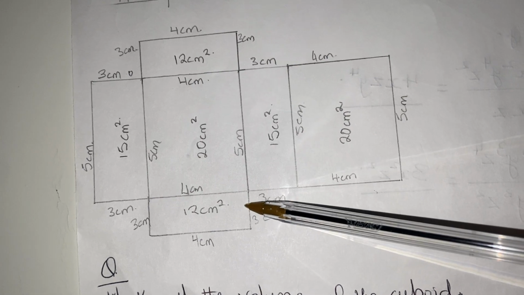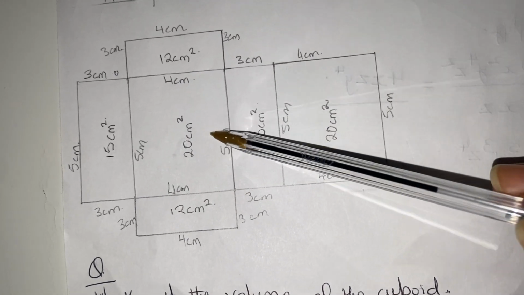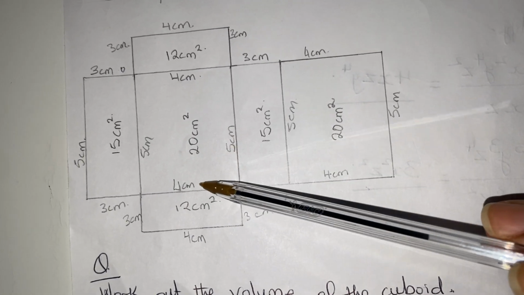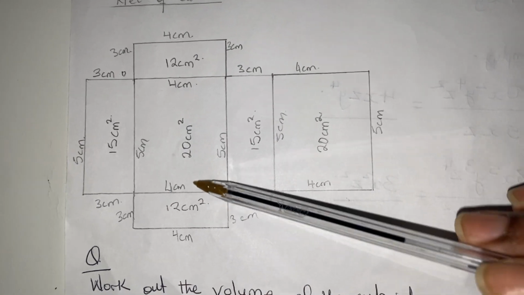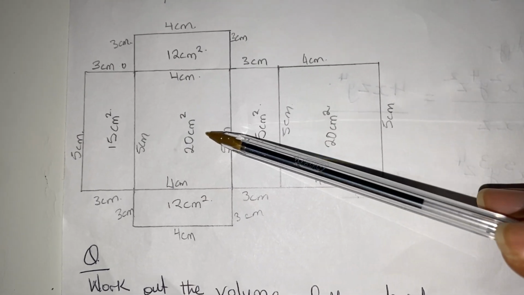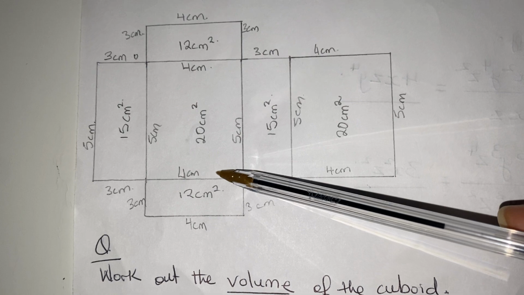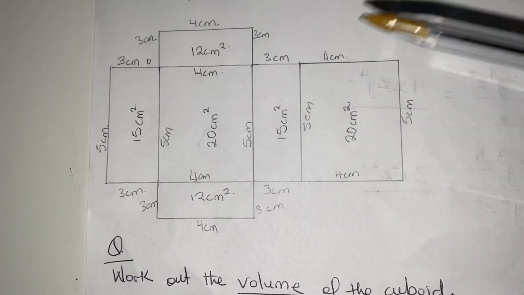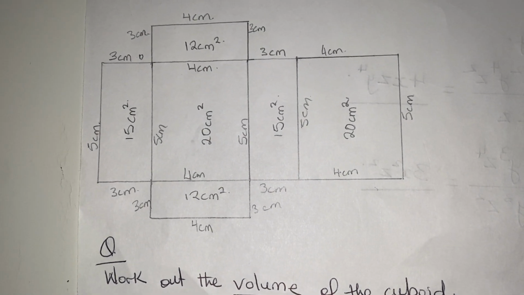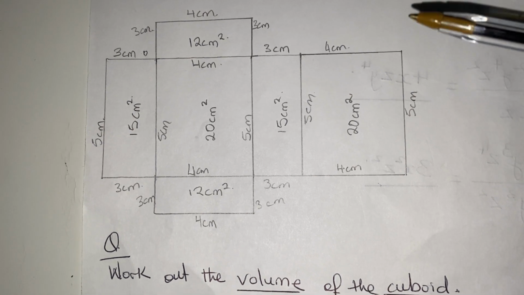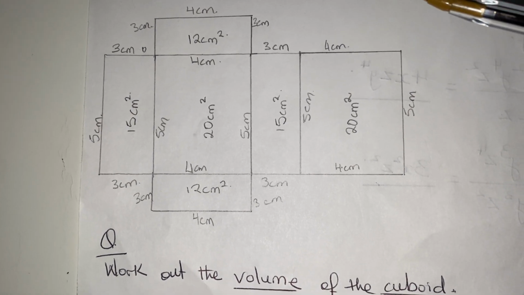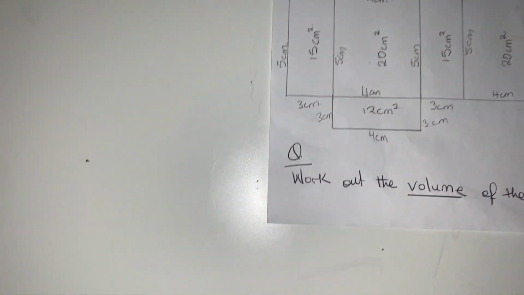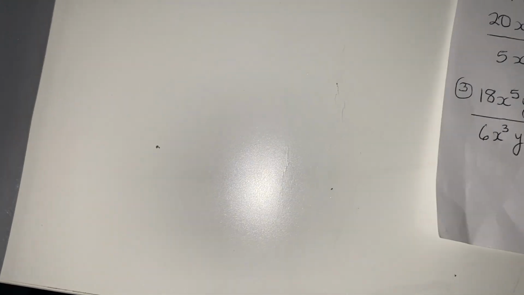Now the width. If that is 5, then that should be 4, to give me 20. So all of a sudden, I know the length, width, and height: 5, 4, and 3. So now I can use that to find the volume.